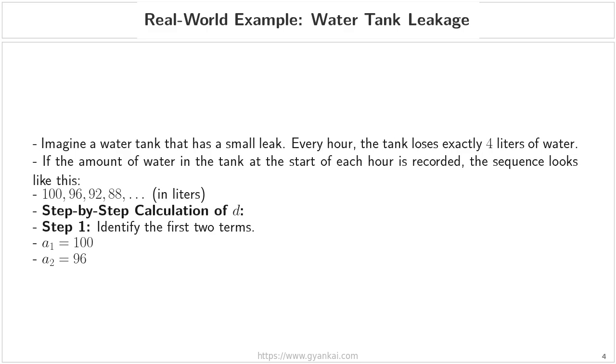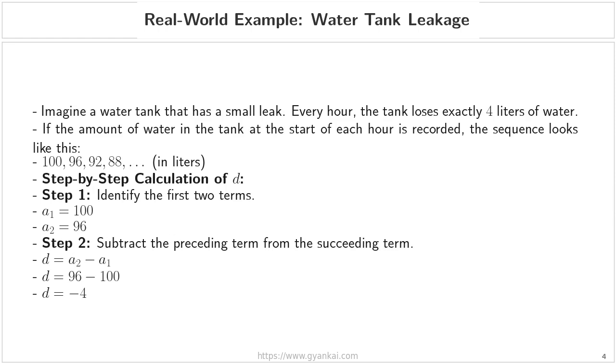First, we need to identify our first 2 consecutive terms. From our list, the first term, which we call a sub-1, is 100. The second term, or a sub-2, is 96. Next, we apply our subtraction rule. Remember, we must always subtract the preceding term from the succeeding term. So, we take a sub-2 minus a sub-1. That gives us 96 minus 100, which results in -4.